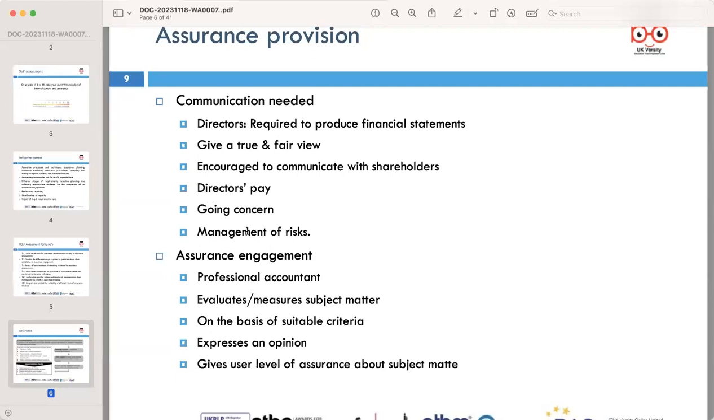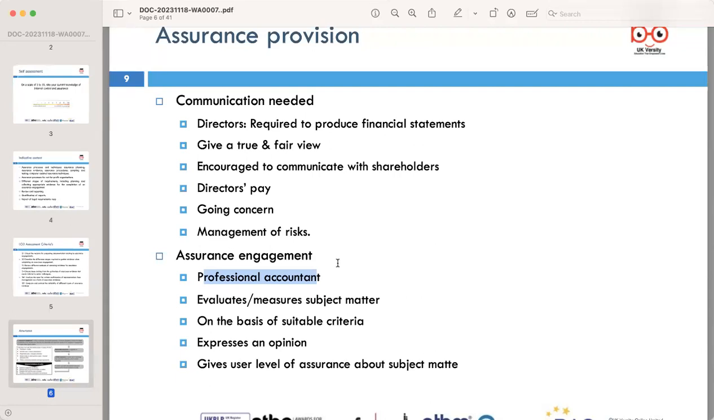So as assurance engagement professionals, they give an opinion. So this is where a professional accountant comes into play. They are like financial detectives, evaluating and measuring different things to make sure everything is in order.